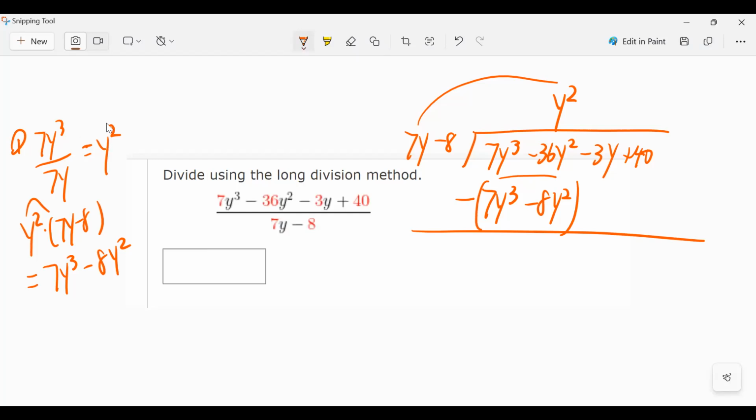One second, there's a little issue with my pen here.